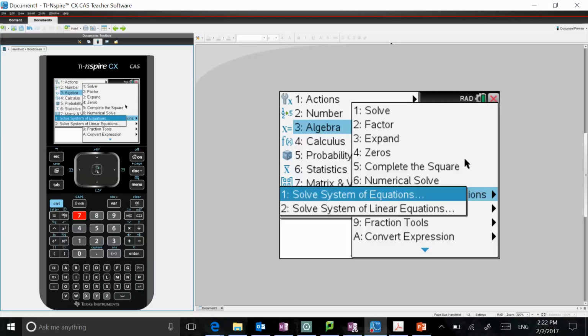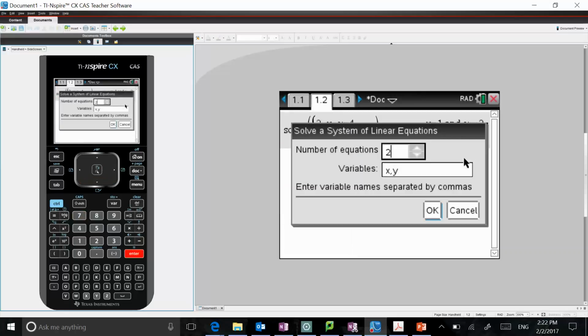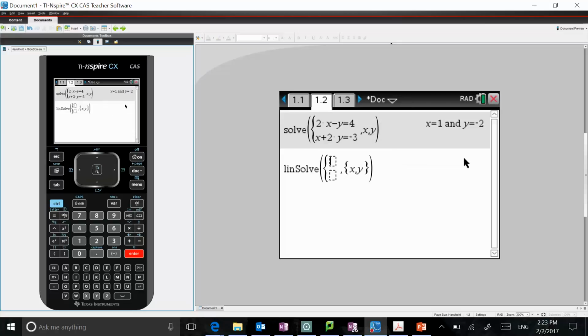You can even go to solve system of linear equations if you want, it doesn't matter. If you go to either one, it asks how many equations you have. I've got 2. What variables do I have? I've got an x and a y. You just enter it in and follow, and then it gives you that. And you just type in the equations.